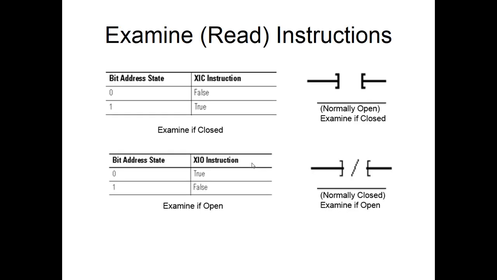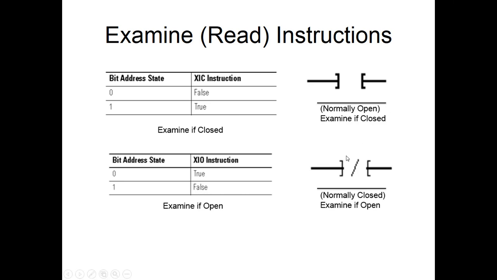So let's take a look at, from last week, the examine if closed contact, which was the open contact, and I wanted to go over the bit state of that again. If this open contact receives a zero, that means it is not changing the state. It is going to be the state that is depicted, and it's depicted as being open, so we're going to call that false because there's not continuity through it. If we put a 1 into this contact, it is going to change state. So right now it's open, it's going to change and close, or be shown as closed, or shown as true.